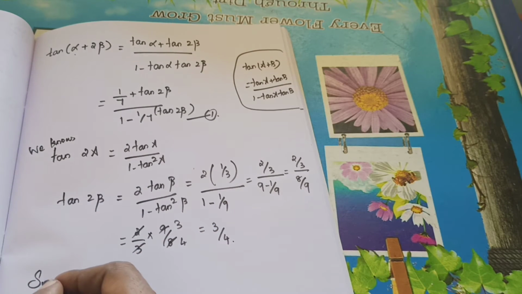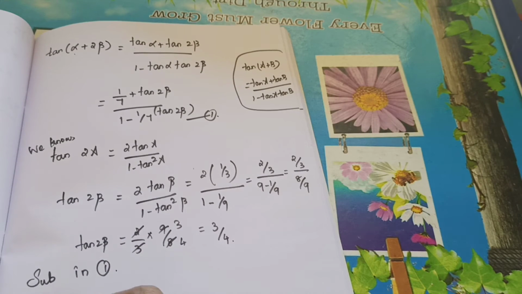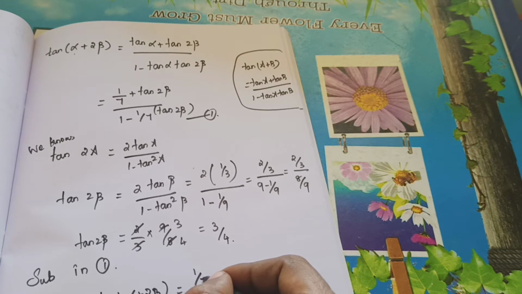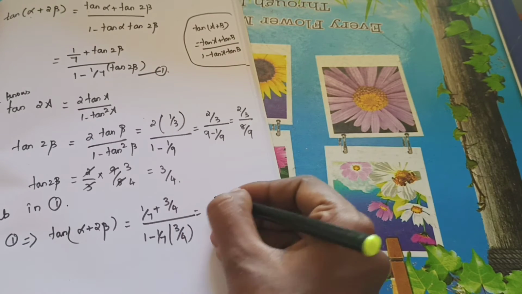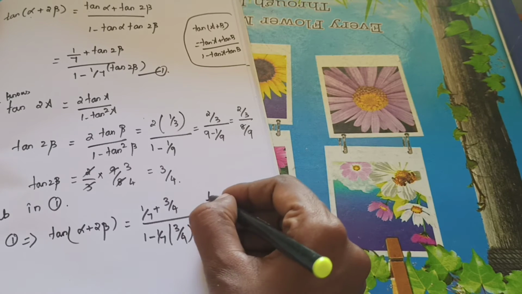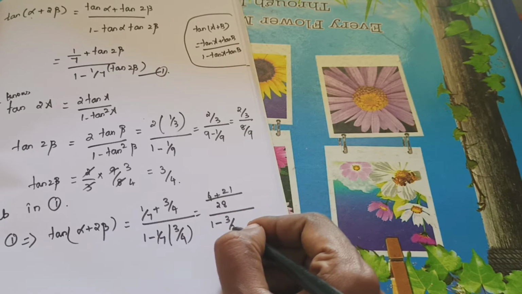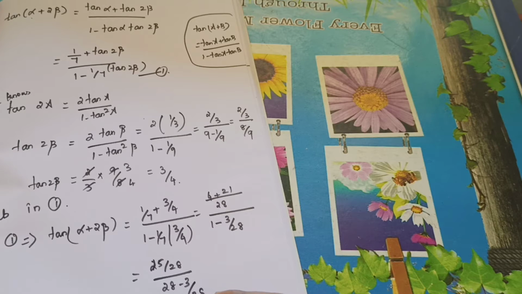Now substitute this value in equation 1. Substitute in equation number 1. So what will happen? Tan of alpha plus 2 beta is equal to 1 by 7 plus 3 by 4 divided by 1 minus 1 by 7 into 3 by 4. Simplify, take the LCM, so you will get 28. So 4 plus 21 divided by 1 minus 3 into 28. Take the LCM, so 4 plus 21 is 25 divided by 28. So 28 minus 3 by 28.